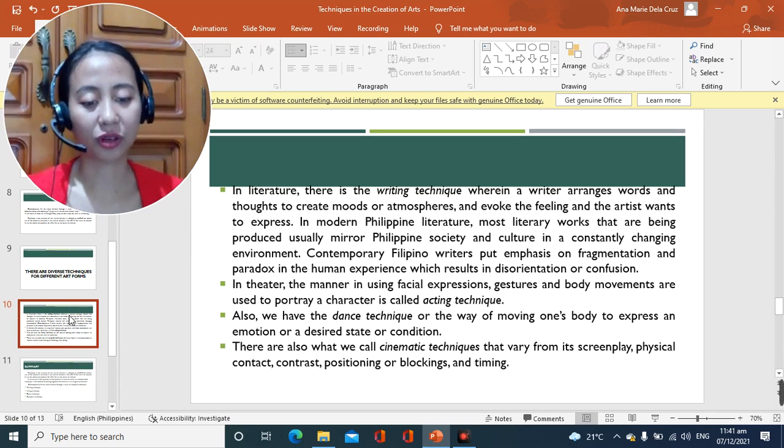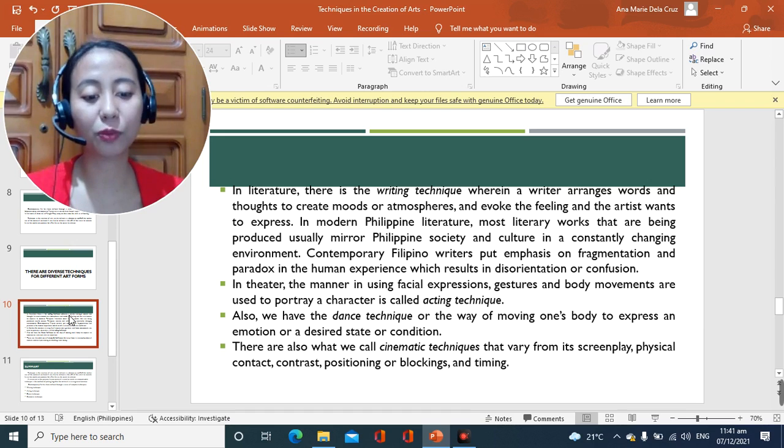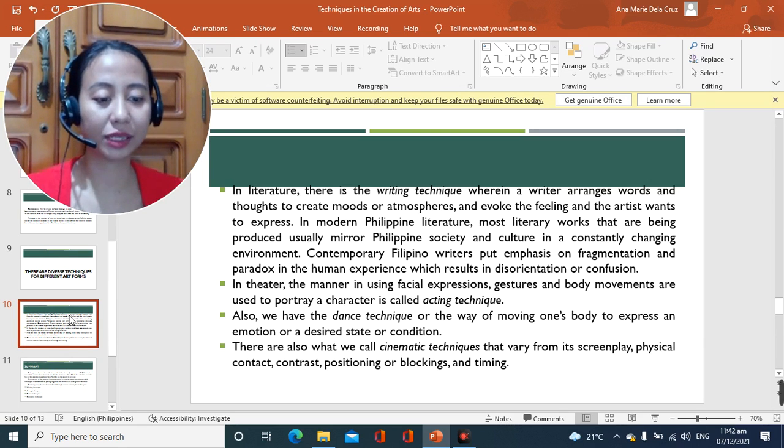Not in literature. In theater, the manner in using facial expressions, gestures, and body movements are used to portray a character is called acting technique. Sa mga teatro natin. Hindi lang sa teatro ginagawa yung acting technique, diba? Sa mga movies, gumagawa tayo ng mga movies, mga artista, they are using acting techniques, using their facial expression. Kung masaya, galit, diba?